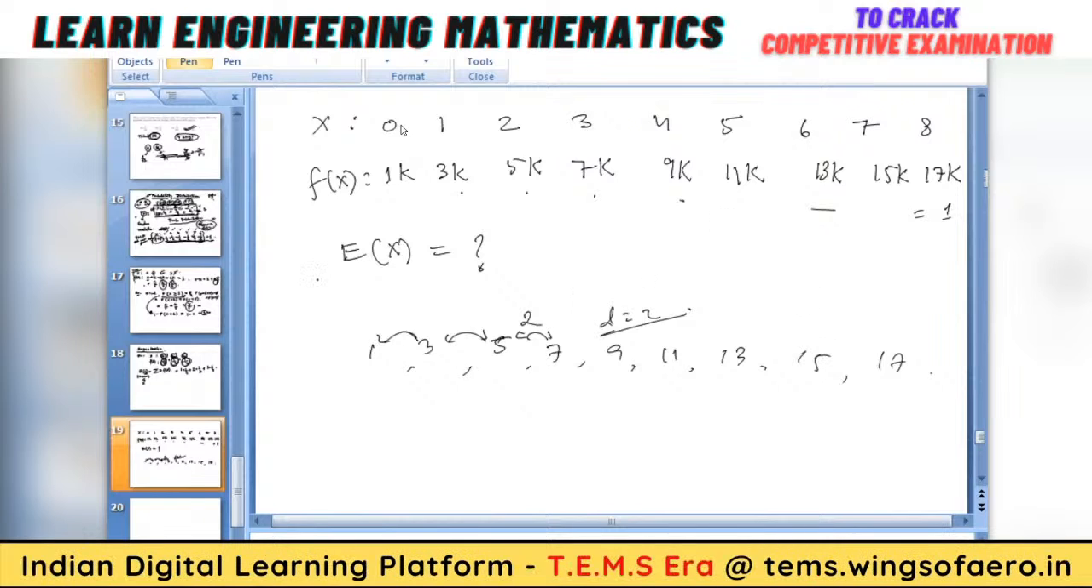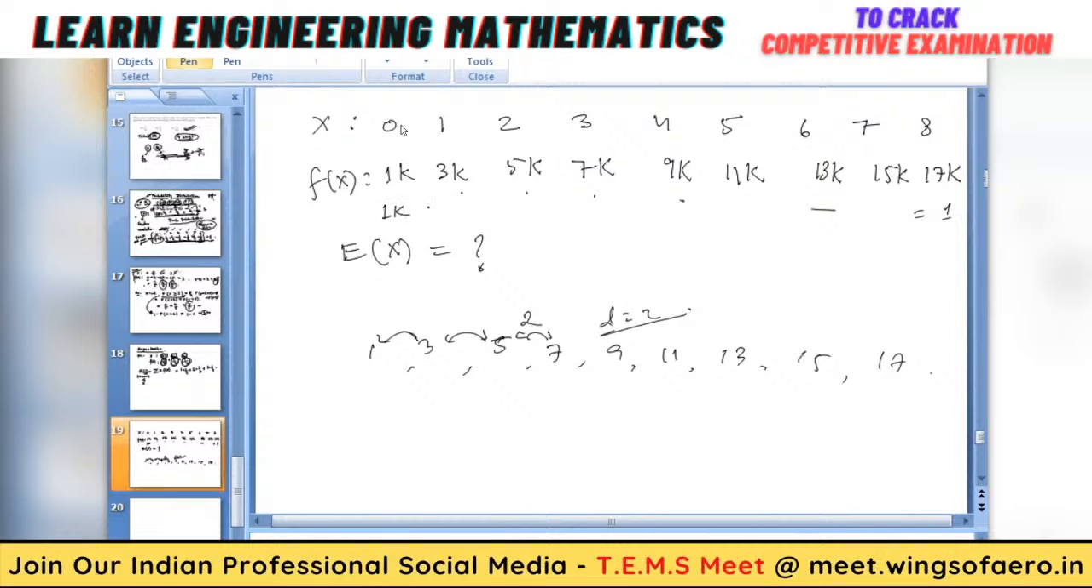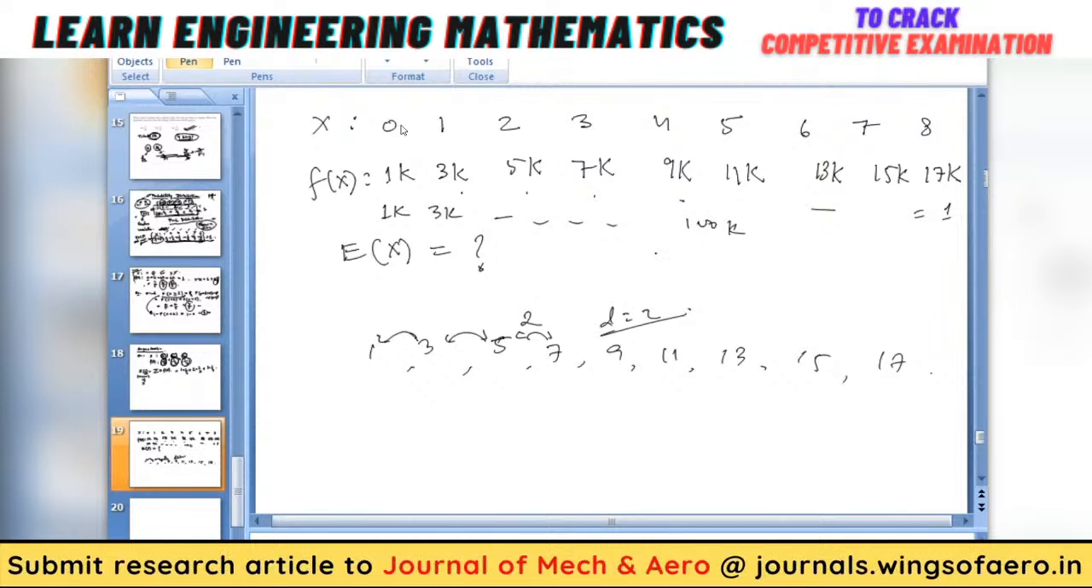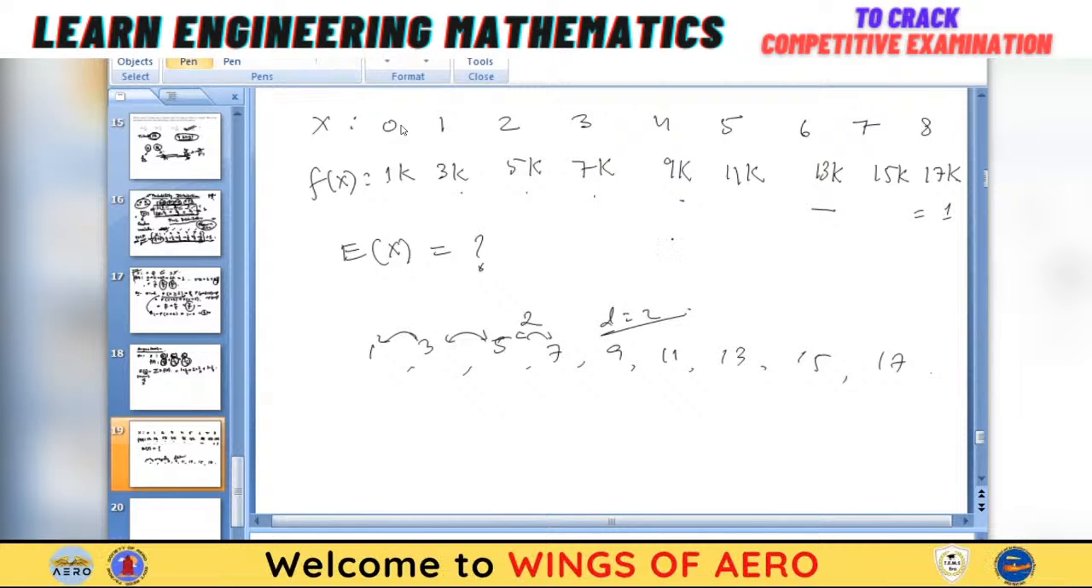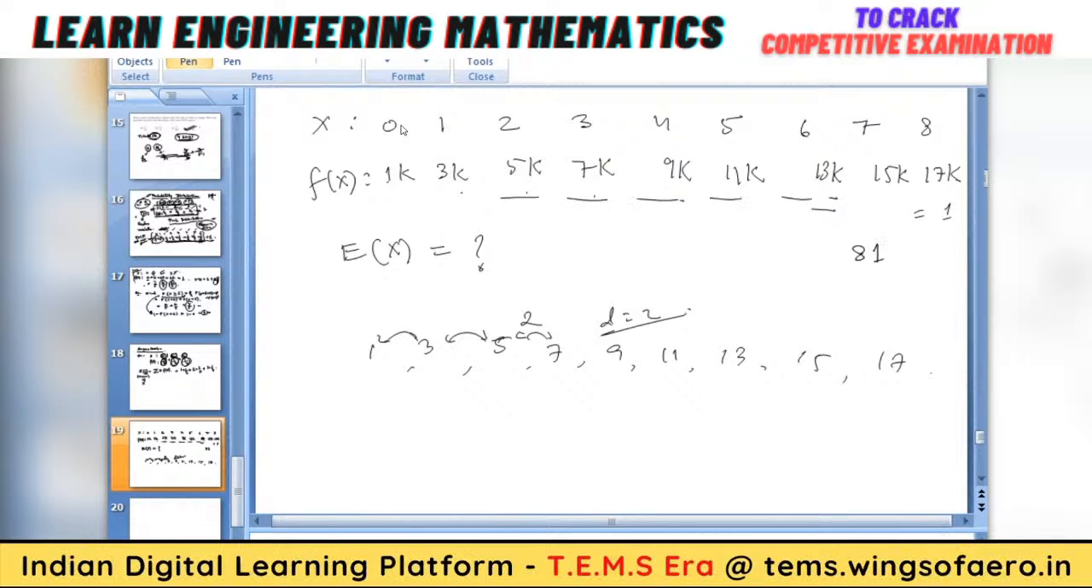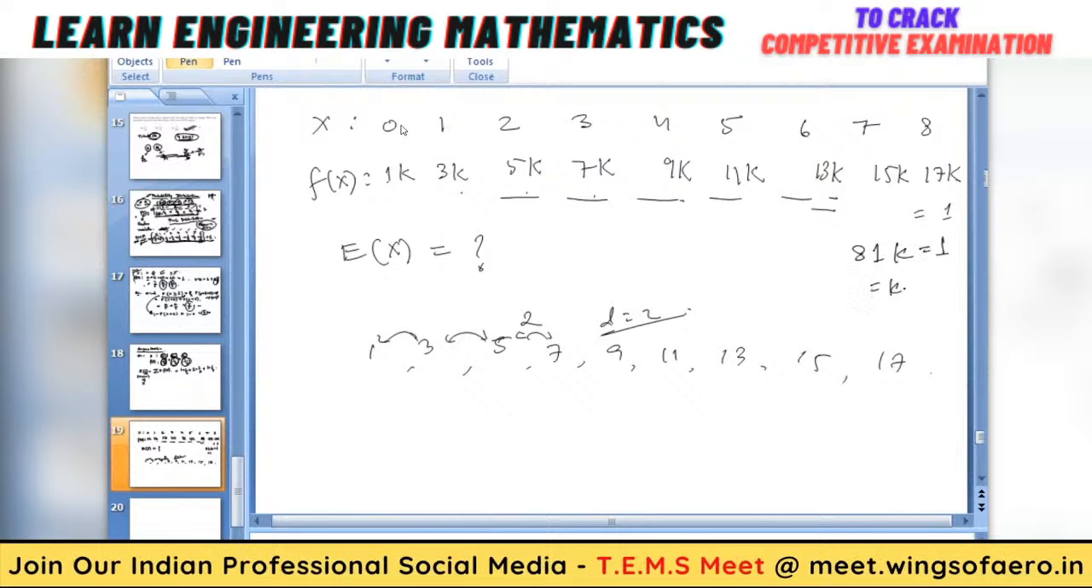Similarly, remember these kinds of questions may be tricky, and it may be 1k, 3k, dot dot dot up to 1000k, like this. The questions may also be like this. In that case, you have to follow the AP series formula of summation. After applying the formula, you can easily see that 81 will be the answer. So 81 into k is equal to 1. So k is obviously 1 by 81.